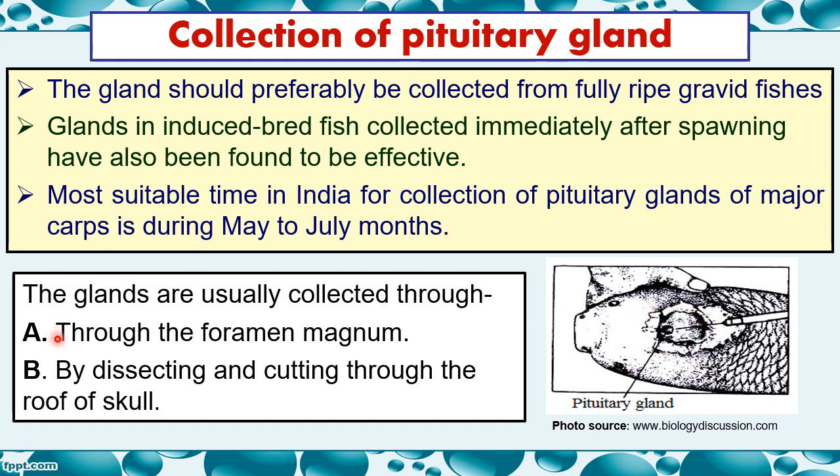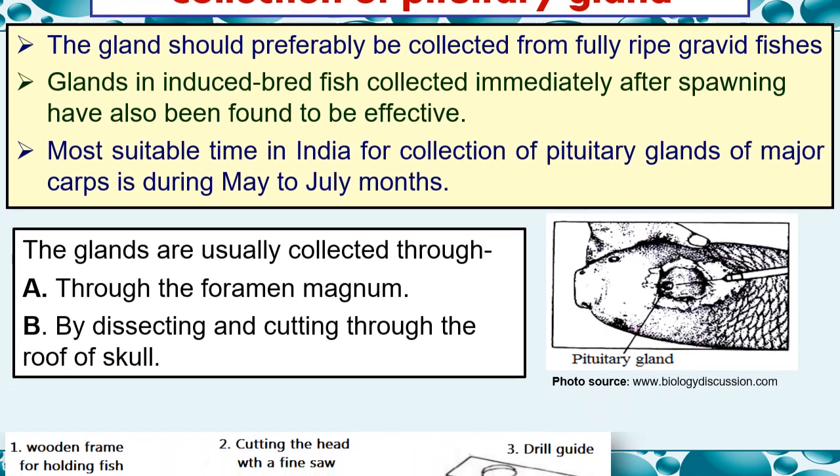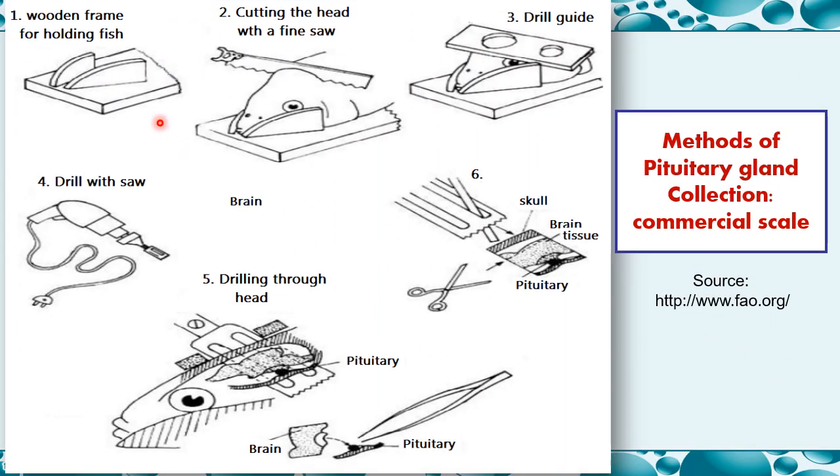Firstly, through the foramen magnum, and the second method is by dissecting and cutting through the roof of the skull. In this diagram, I am showing the collection of pituitary gland by cutting through the roof of the skull in the labeo rohita. This diagram in this slide explains the methods of pituitary gland collection for large scale.